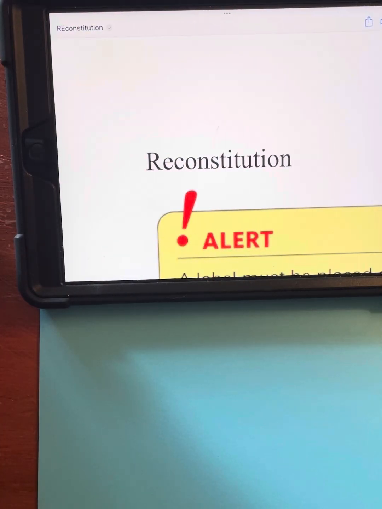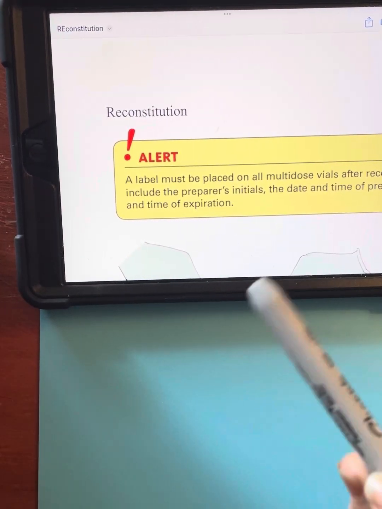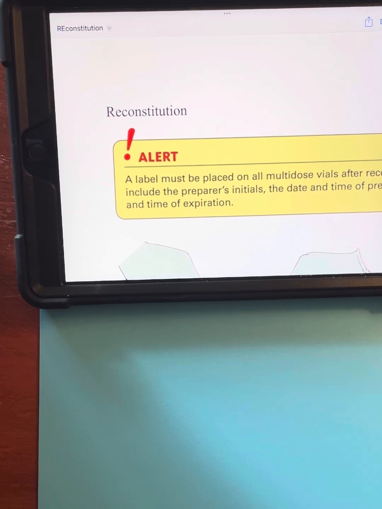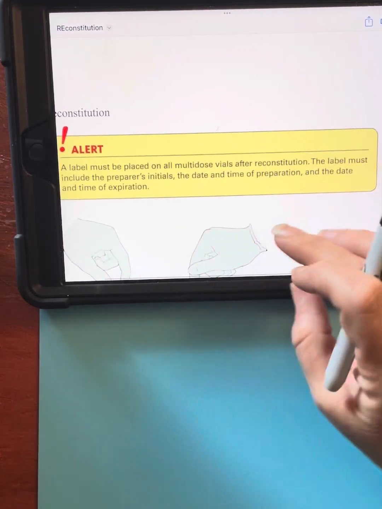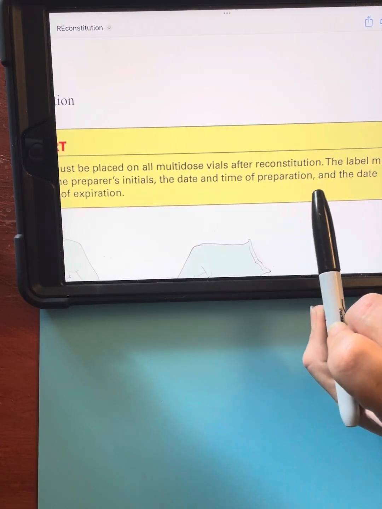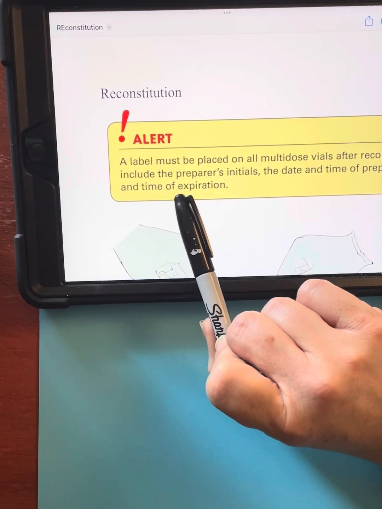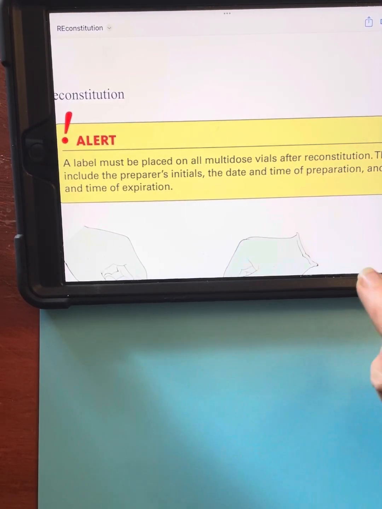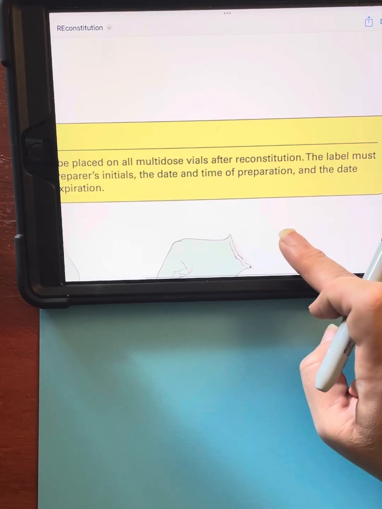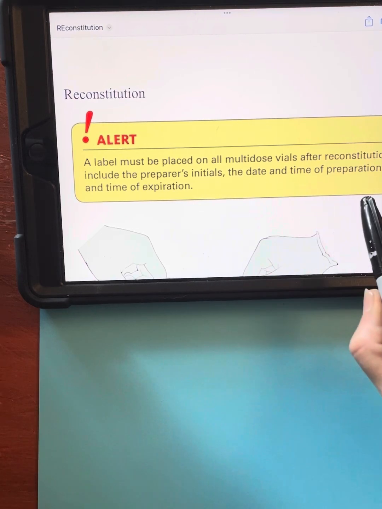Let's talk about reconstitution, okay? First of all, if you open a multi-dose vial and you're the one that reconstituted it, a label must be placed on all multi-dose vials after reconstitution. The label must include the preparer's initials, comma, the date and time of the preparation, comma, and the date and time of expiration. You see all those commas?